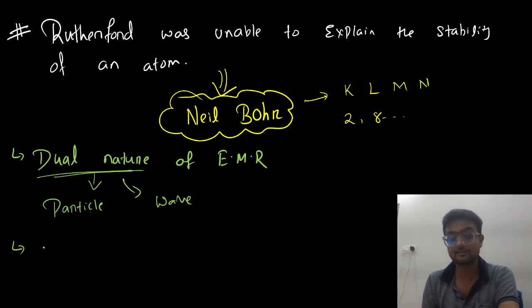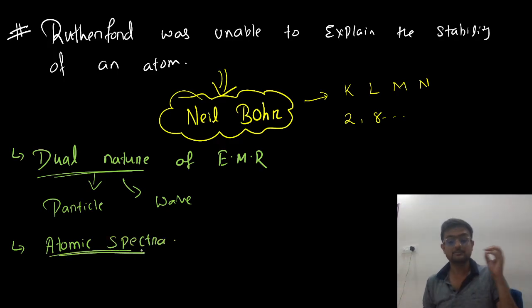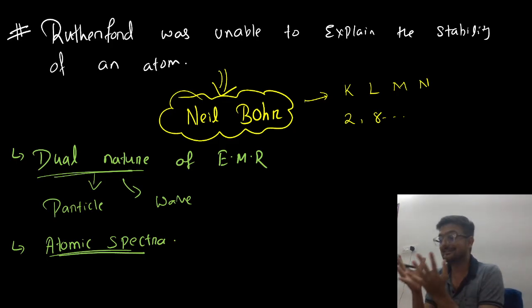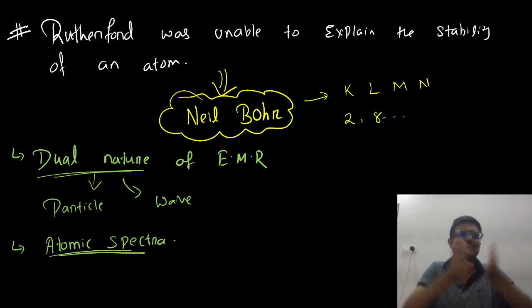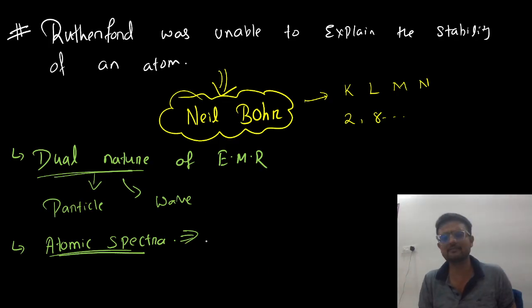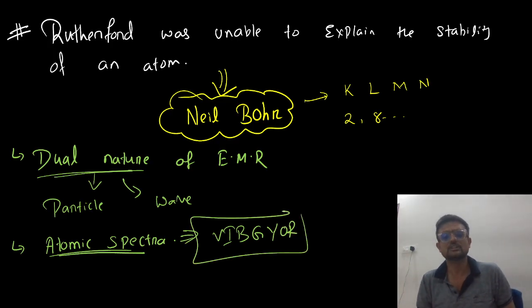Along with this, there is one more idea, that is atomic spectra. Atomic spectra is also one of the important things. Spectra means splitting of light. Whenever I talk about white light, it splits into the seven bands of color. You might have heard about the seven bands of color in physics, that is VIBGYOR, right? So there are seven different colors, the rainbow colors.